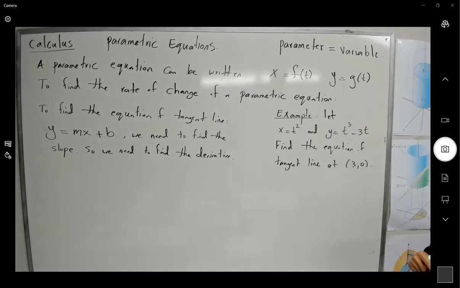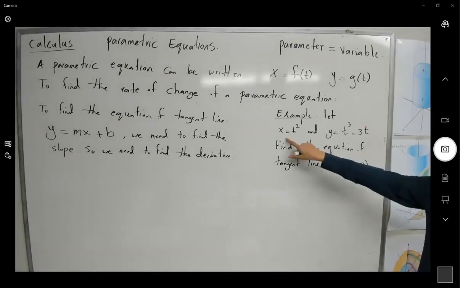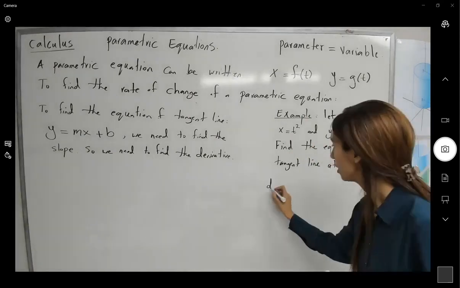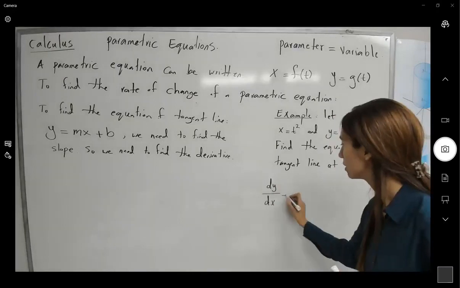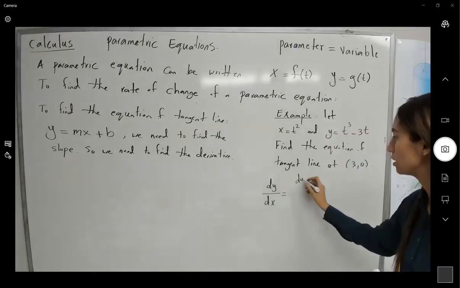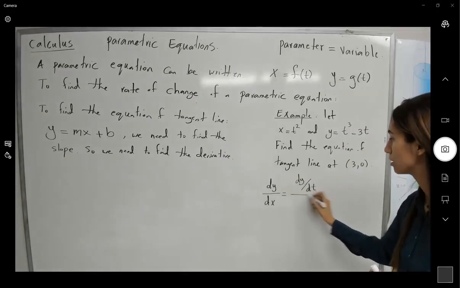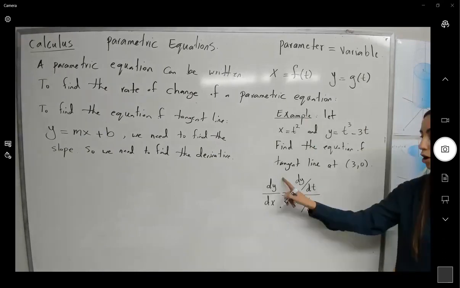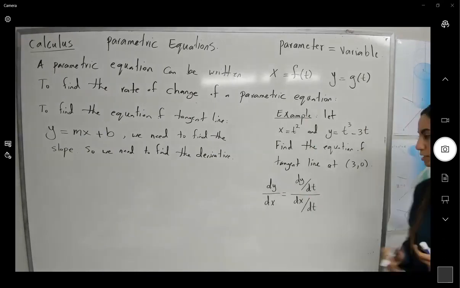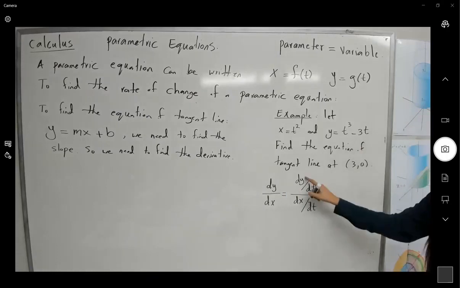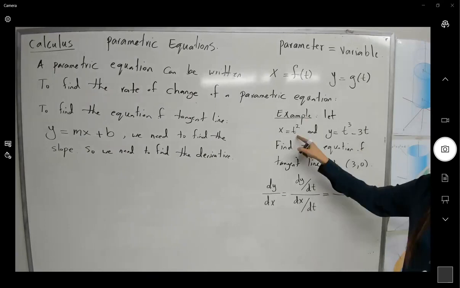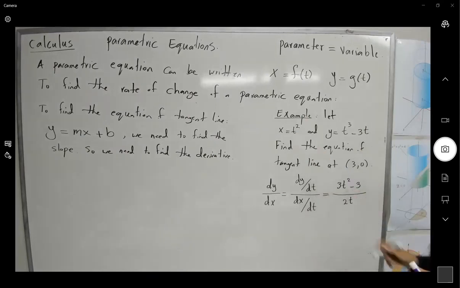So what I'm going to do is take the derivative of x with respect to t, and take the derivative of y with respect to t. So dy over dx is equal to dy with respect to t divided by dx with respect to t. That's how I can find the rate of change of y with respect to x. So the derivative of y with respect to t is 3t squared minus 3, divided by the derivative of x with respect to t, which is 2t.